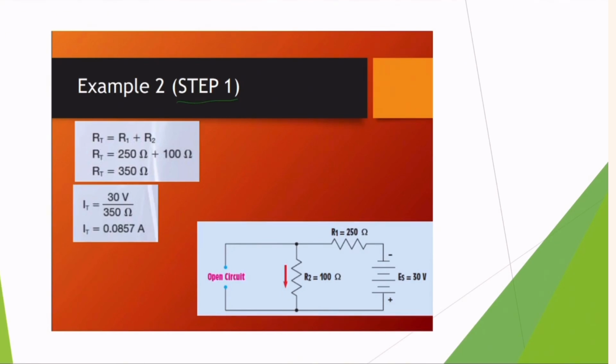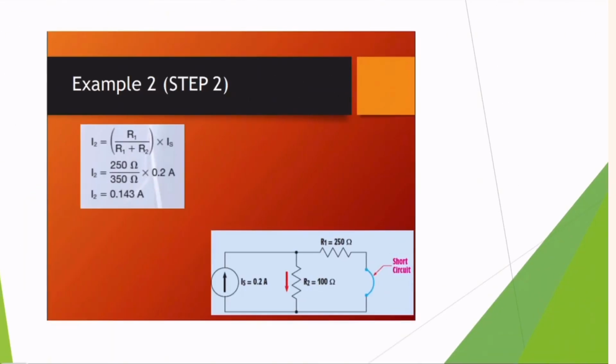So step 1 is we replace the current source with an open circuit. Now there's only one branch here, so the total resistance will be R1 plus R2. Then we can get IT by using Ohm's law. So that will be E source divided by RT. RT is 350 ohms. IT will be 30 volts divided by 350 ohms, which is the current here, and the positive direction is like this. This is I.